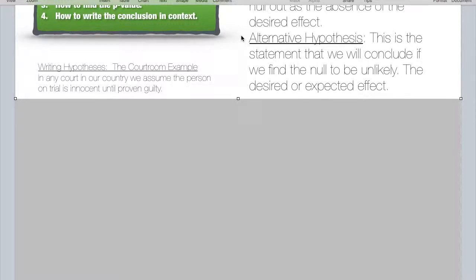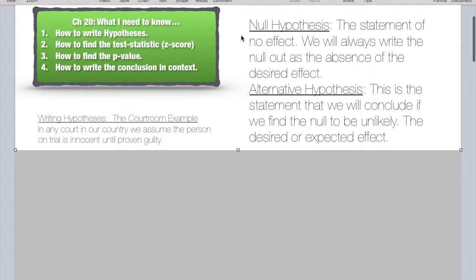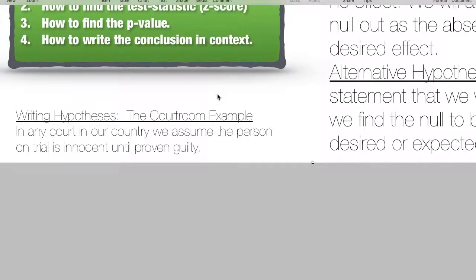And so with that said, I want to go over, your book does a really good job of talking about the courtroom and how the courtroom does a really interesting or relatable way of talking about null and alternative hypotheses. In any courtroom in this country, if you walked into the courtroom, if you are on trial, then you will be assumed innocent until proven guilty.